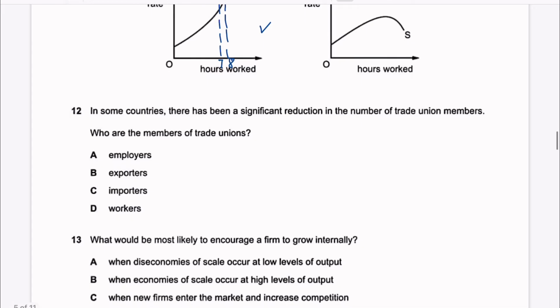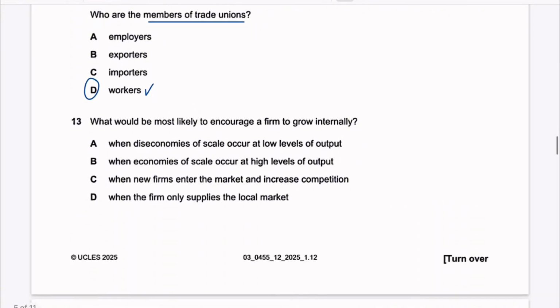Question 12. In some countries, there has been a significant reduction in the number of trade union members. Who are the members of trade unions? So trade unions are organizations formed by workers to protect their interests. For example, they usually bargain for a higher wage rate or a better working environment. So very straightforward, the members are workers. Okay, 13. What would be most likely to encourage a firm to grow internally?